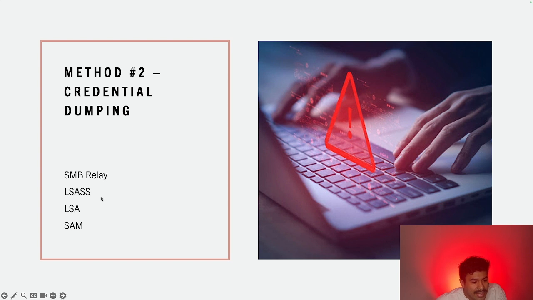SMB relay is using LLMNR poisoning or using Responder to grab hashes and then giving those hashes to a computer that has SMB signing disabled. And then hopefully, if the user that you pass the hash to is a local admin, it'll go ahead and dump credentials. So this is a popular way that I've done it. I've always just done it through CrackMapExec. I think I've gotten domain admin a few times with this, but this is the second best way I got domain admin, through credential dumping.